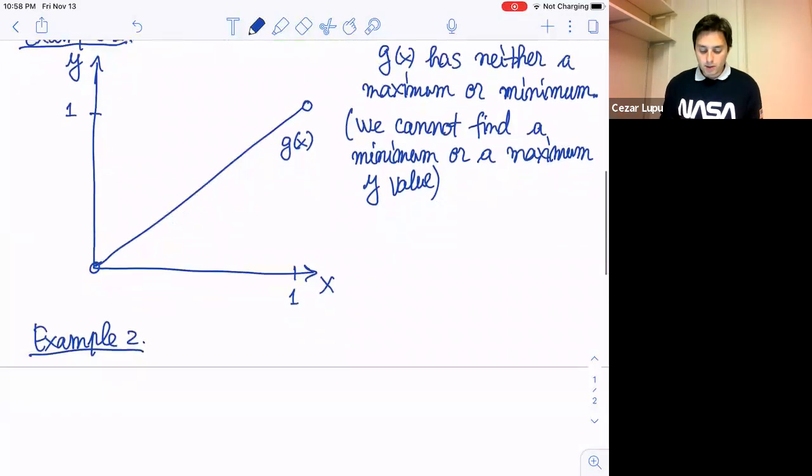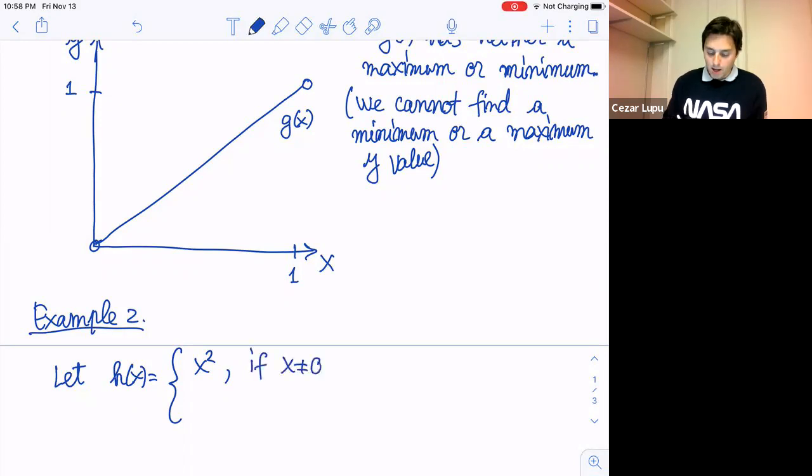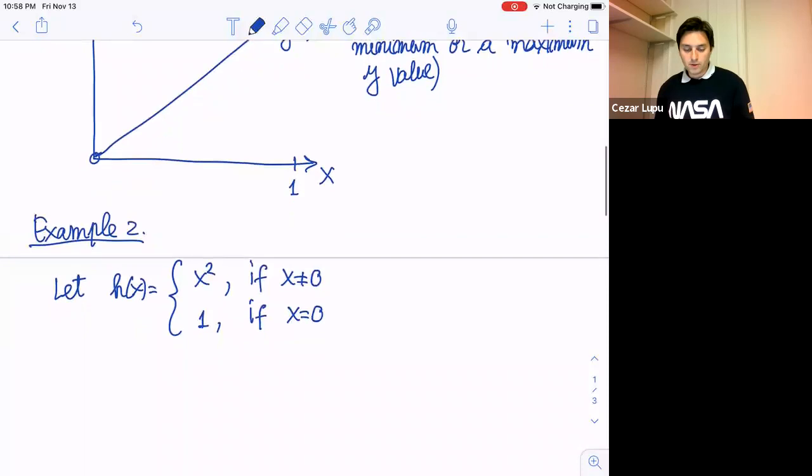Let me consider this piecewise function. So let h of x be this function. So I'm going to consider this piecewise function. Let's say on this branch, it's the quadratic function, the simplest quadratic function, x squared, if x is non-zero, and it is 1 if x is 0. All right, so this is a function.